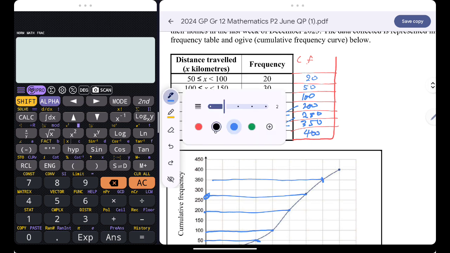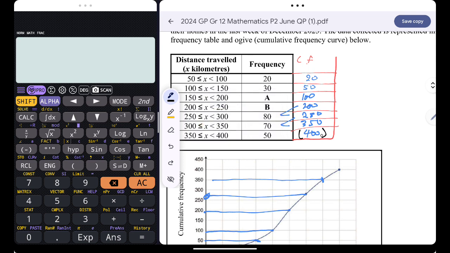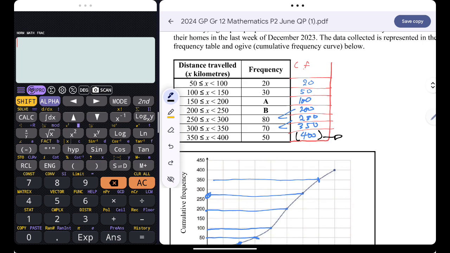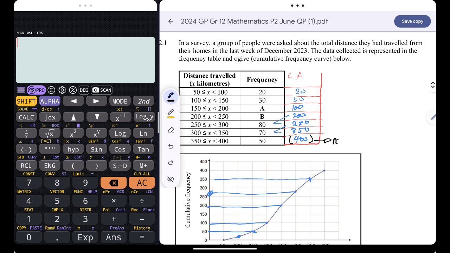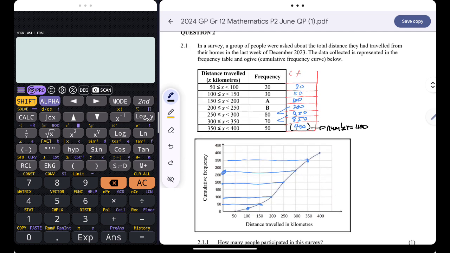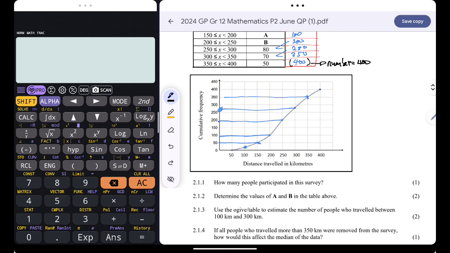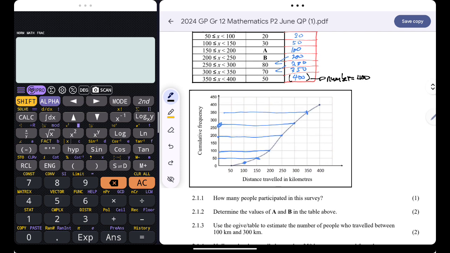The last term on your cumulative frequency column tells you the number of participants in this survey. This is the total number. The total number is basically 400 people. Okay, now let's answer these questions. How many people participated in the survey? That's 400. Are you together? That's 400 people.